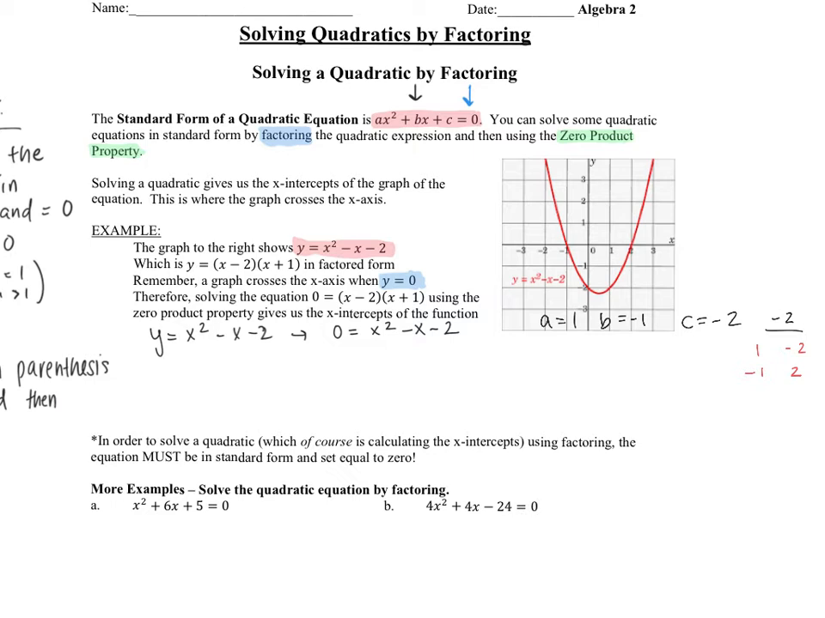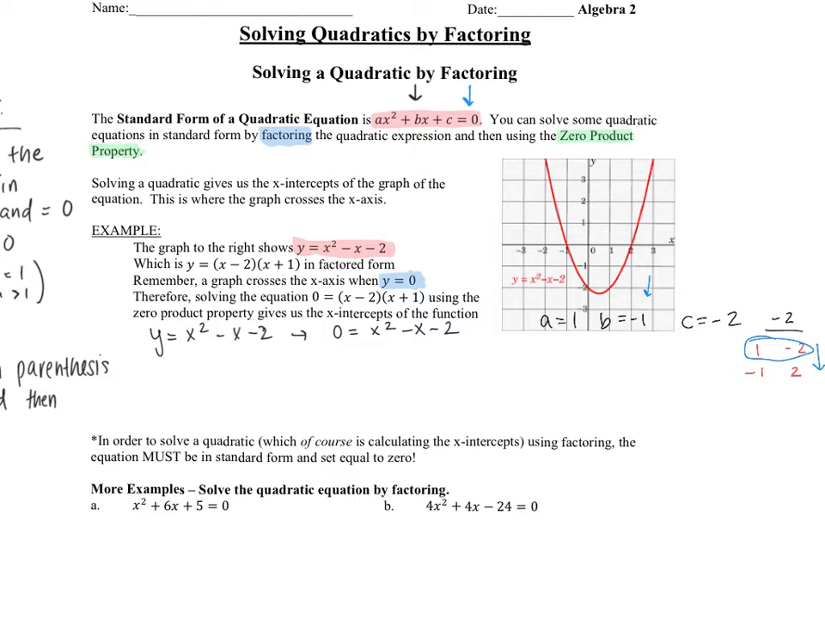And now I'm going to look at those two sets of factors here, and I need to see which one of those adds up to give me b. In this case, b is -1. So I need to find the factors that add up to give me -1. And in this case, the first one, 1 and -2, is going to be used to get -1, because when you add 1 and -2, you get -1.